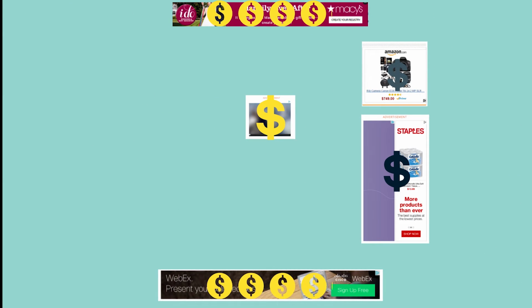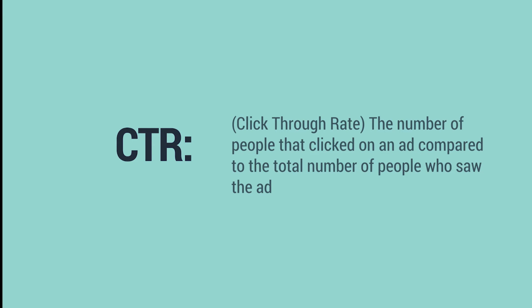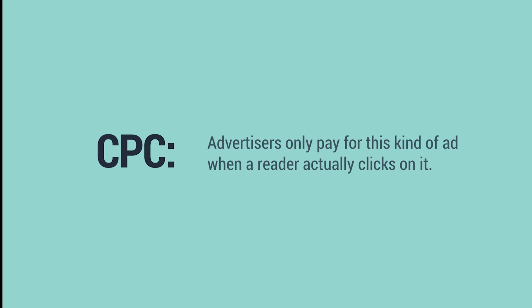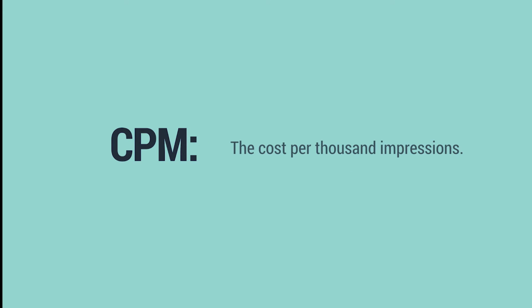Having your ad space bought creates revenue. That revenue can best be understood through some industry-specific terms. CTR is the click-through rate, which measures the number of people that clicked on an ad compared to just seeing the ad. CPC, a type of ad that is only paid for when it gets clicked on. CPM, the cost per 1,000 impressions for each ad on your site, or how much advertisers will pay to fill that ad.